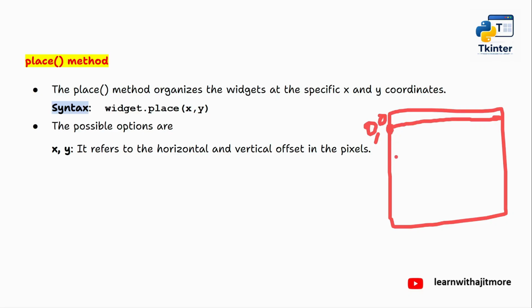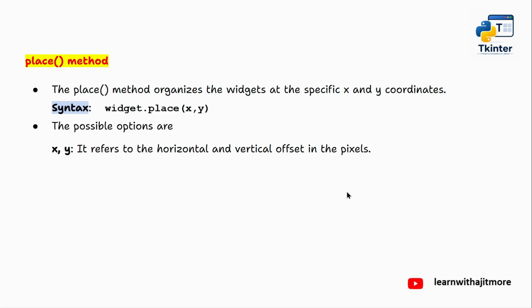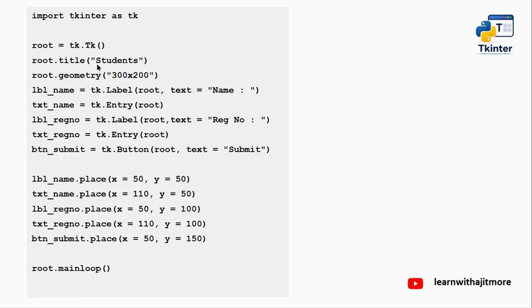Okay, 0, 0. So as we move to the right, X is increasing. As we move down, Y is increasing. Okay? So it refers to the horizontal and vertical offset in pixels. Horizontal offset means how much space in X and how much space for Y. Okay, as an example, I'm taking the same name and registration number which I gave, right? The same, but I'm placing them according to my XY position.